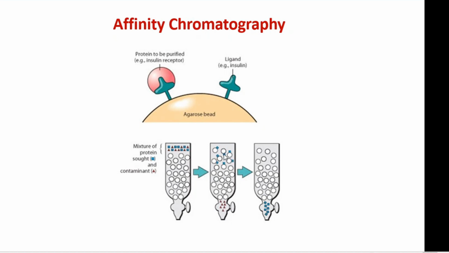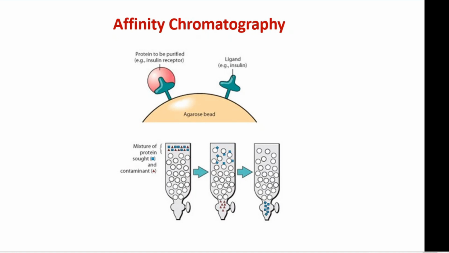Only the molecules which have a specific binding site will bind here, and the remaining molecules will get separated. Afterwards, we change the conditions of the column in order to release the molecules which are already bound here. They will be released in the next step. So in total, chromatography follows the same procedure: first packing of the column, then selection of the solvent or mobile phase, then adding or loading the sample on the top of the column, and then adding and running the mobile phase.